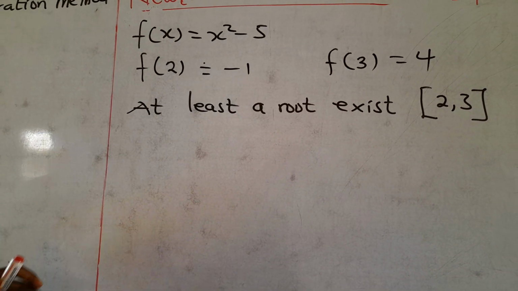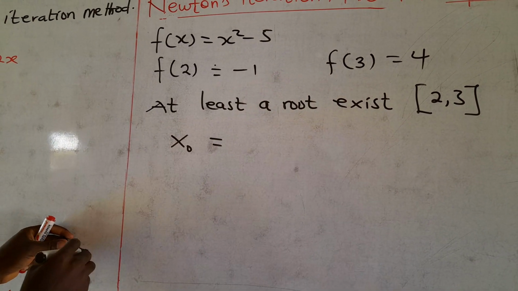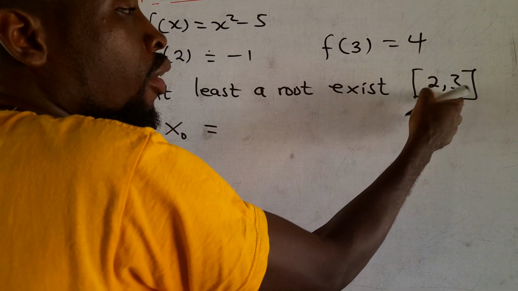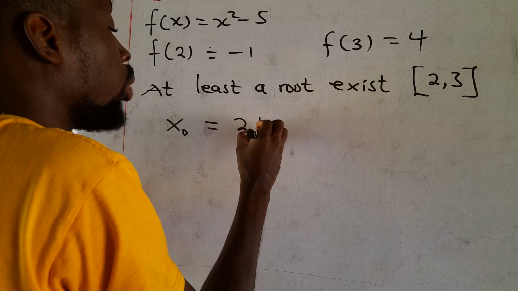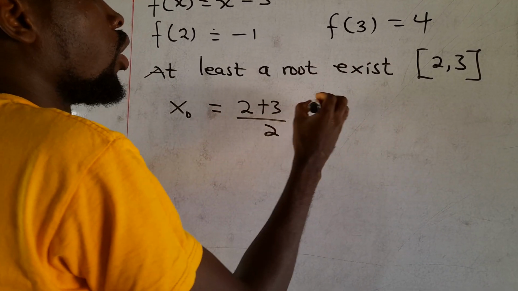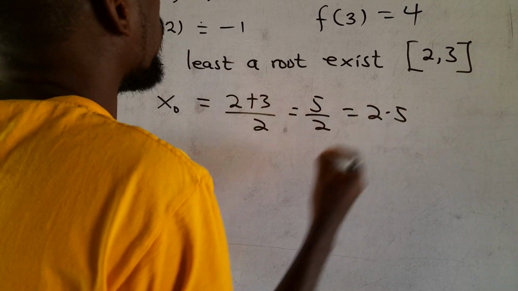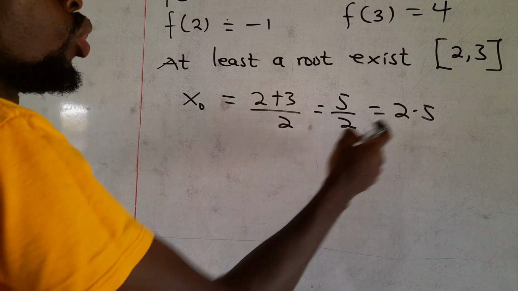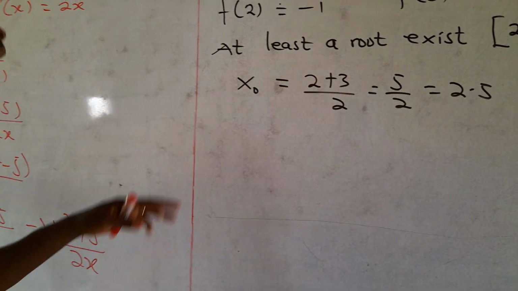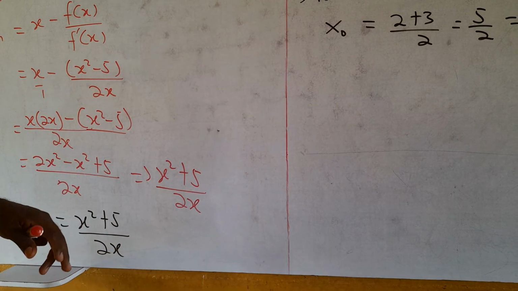So how do we get the starting value? Newton is saying that you have to get the starting value of x by finding the average of this. That's 2 plus 3 all over 2. 2 plus 3 will give us 5. 5 divided by 2 will give us 2.5. What next? We substitute 2.5 as x0 into the Newton's iterative formula to get our x1.